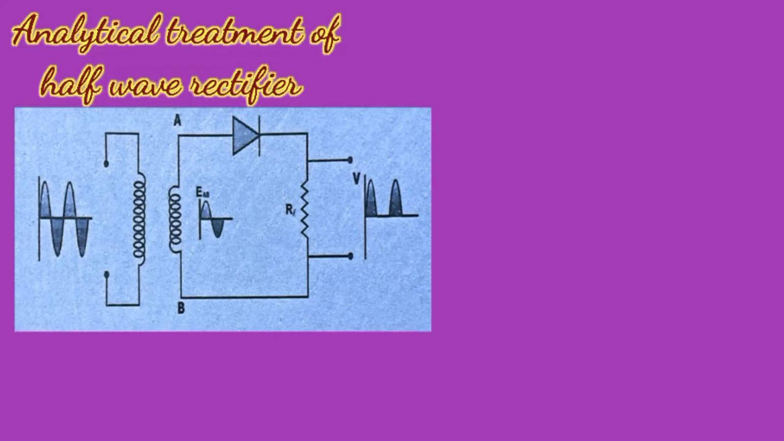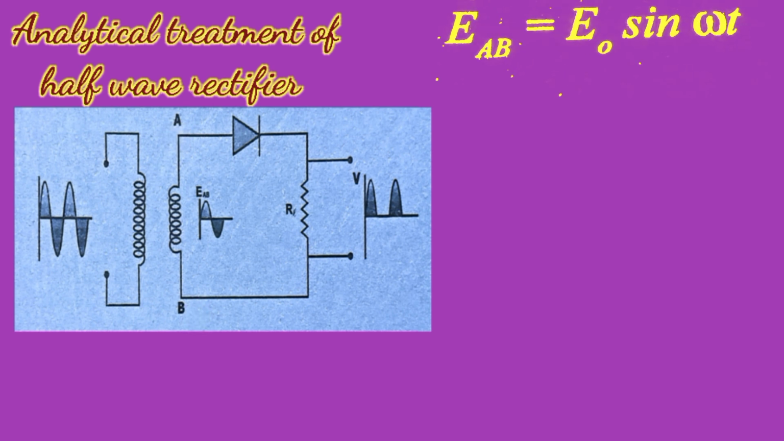Now let us discuss the analytical treatment of the half-wave rectifier. Let the instantaneous value of the AC voltage applied across the terminals AB be E equals E naught sin omega t, where omega is the angular frequency of the AC. Let the resistance of the diode be RF when forward biased and infinity when reverse biased. Let RL be the load resistance.